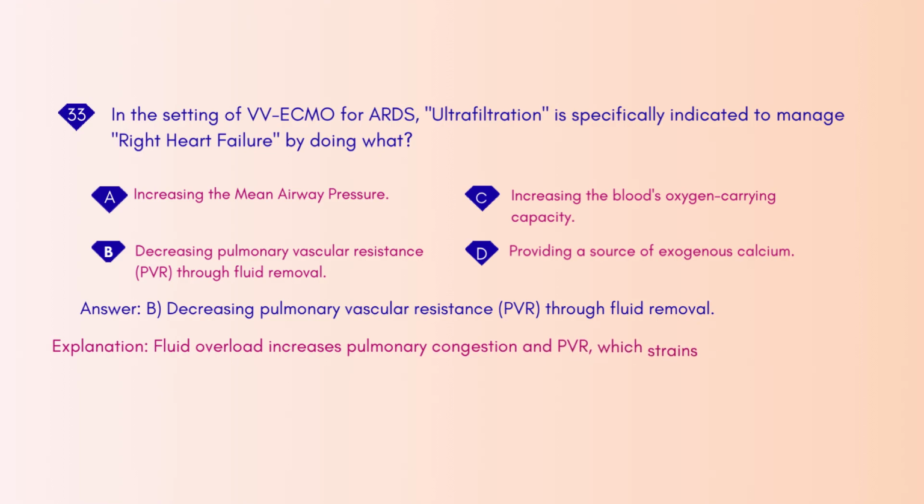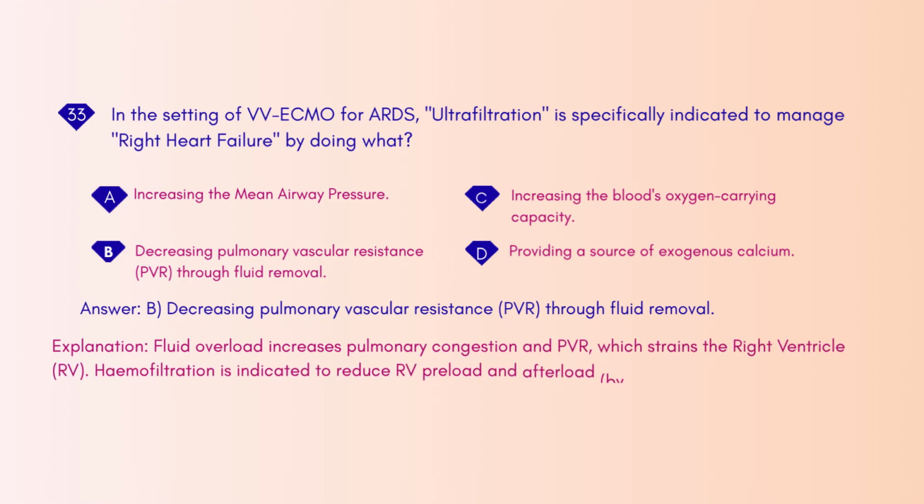Explanation: fluid overload increases pulmonary congestion and PVR, which strains the right ventricle, RV. Hemofiltration is indicated to reduce RV preload and afterload, by reducing lung water, which is vital for VV-ECMO success.